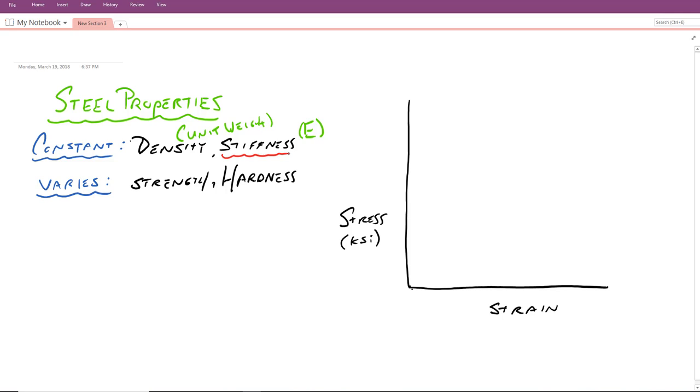Now, one of the things that varies with steel is the strength. Again, we'll grab that and highlight that because that's an important property we want to deal with. Also, the hardness of steel can vary. It's related to the strength. I won't focus too much on that, but it's just another property to note.